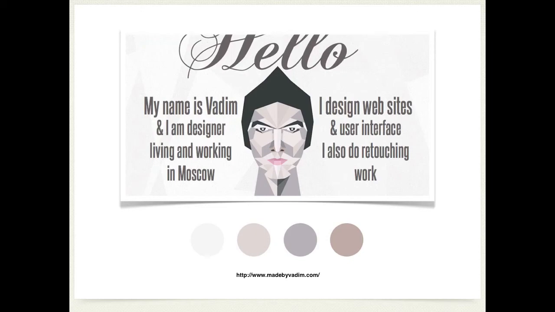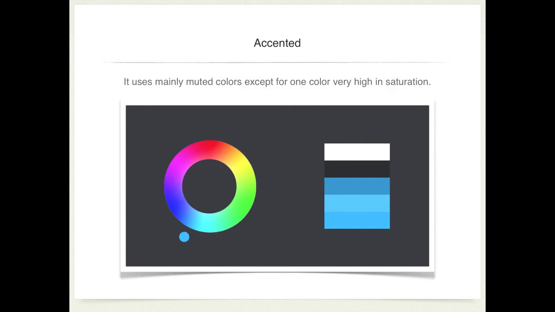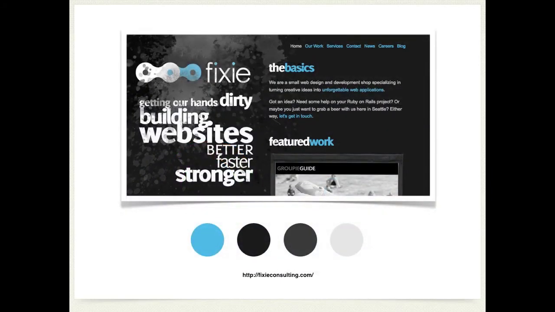Let's move on to the accented color scheme. Now this one is interesting. It uses mainly muted colors, except for one color, very high in saturation. Let me just give you an example. Fixie Consulting. As you can see, the color scheme is mainly composed of dark colors, but it does have one blue color, very high in saturation, very bright, that stands out from the rest of the website.